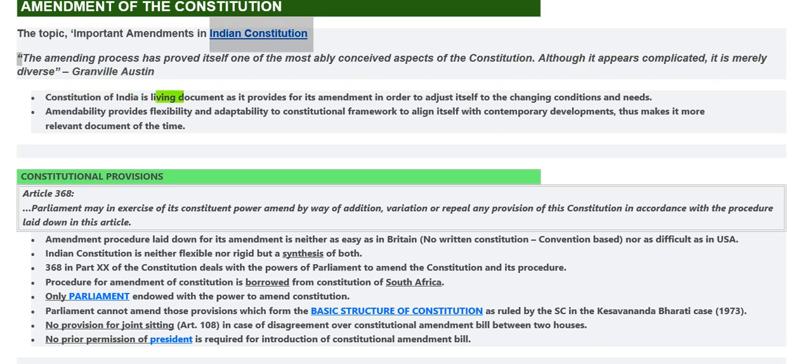The Constitution of India is a living document as it provides for its amendment in order to adjust itself to the changing conditions and needs. Amendability provides flexibility and adaptability to the constitutional framework to align itself with contemporary developments, thus makes it a more relevant document of the time.